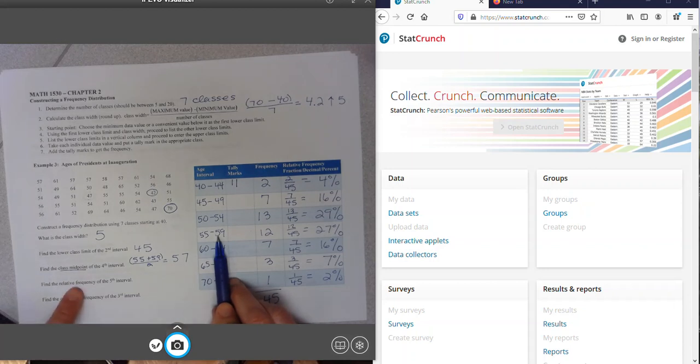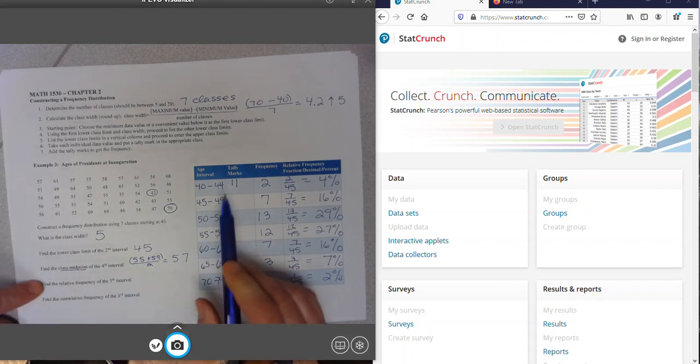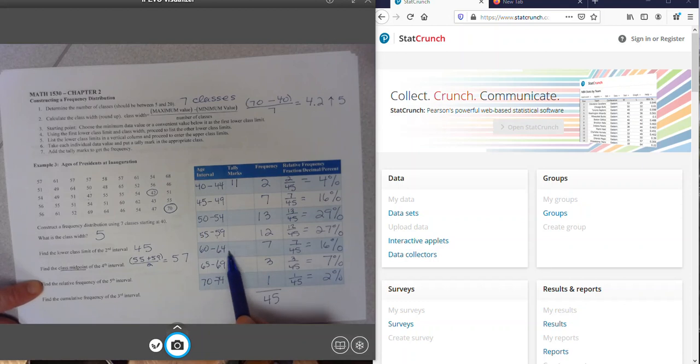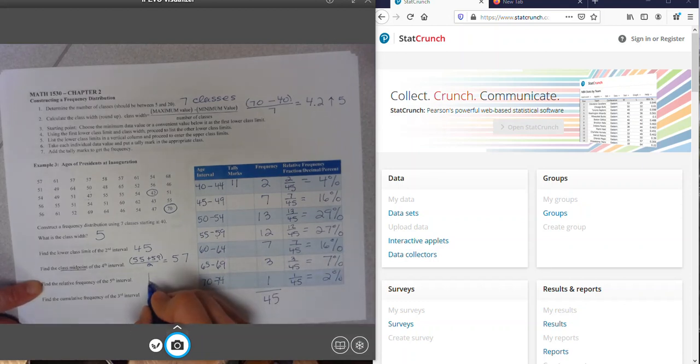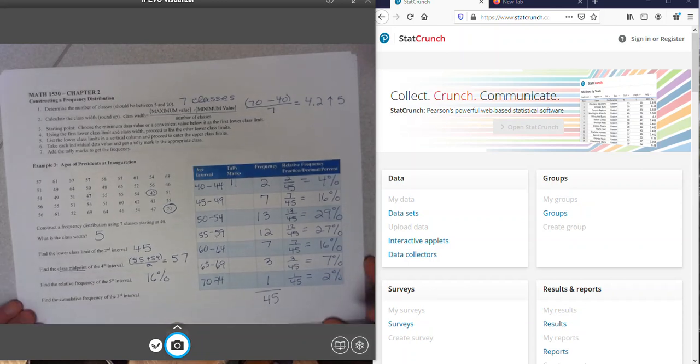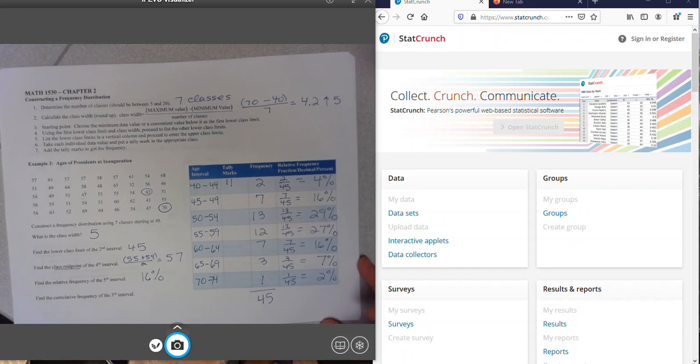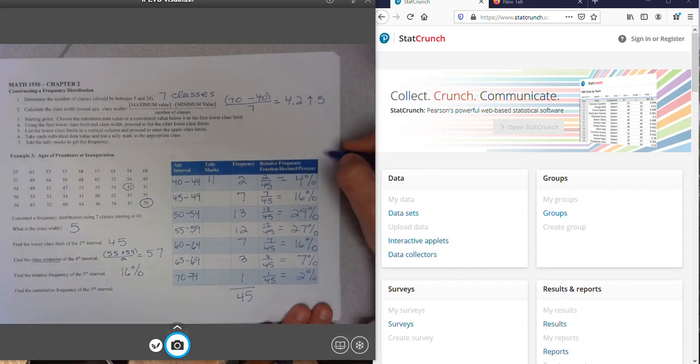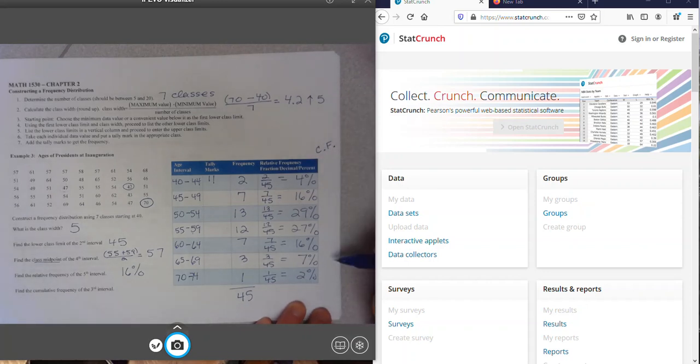The relative frequency of the fifth interval, 1, 2, 3, 4, 5. So the relative frequency is 16%. The cumulative frequency of the third interval. Now this is something that we haven't done yet, but the cumulative frequency sometimes would be another column out here. So I'm just going to put cumulative frequency, and that is simply a total.